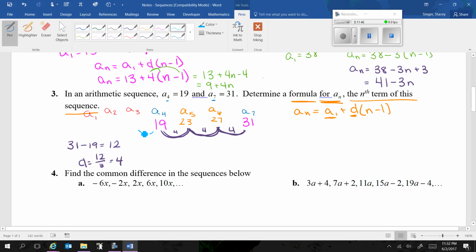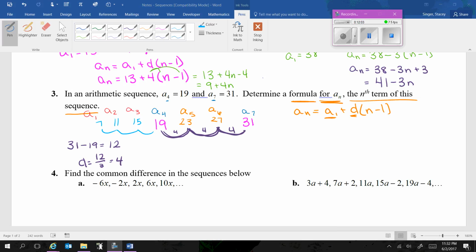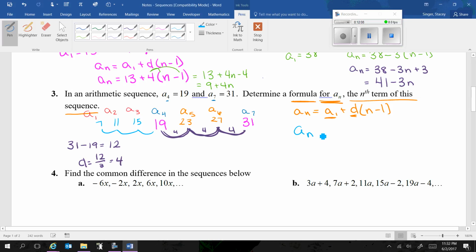Well, instead of going up in my sequence, I'm going backwards. So I have to decrease by 4 to figure out my first term. So if I'm decreasing by 4, I'd have 15, 11, and 7. So a sub n would equal, my first term in my sequence would be 7, plus my difference is 4, times n minus 1.